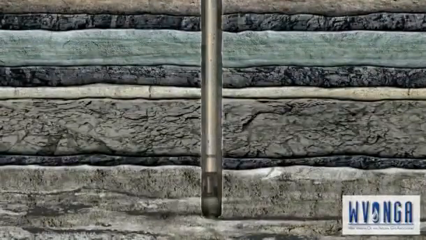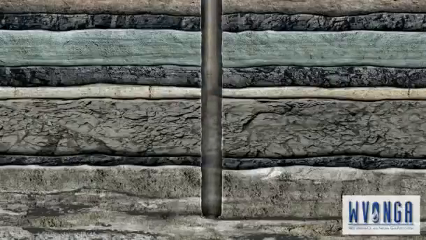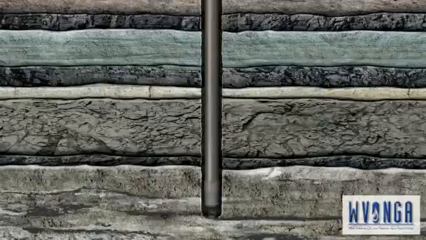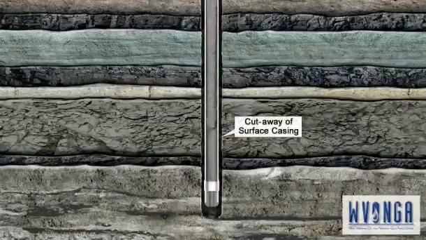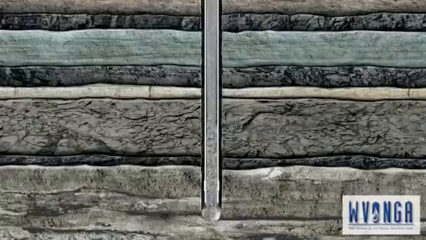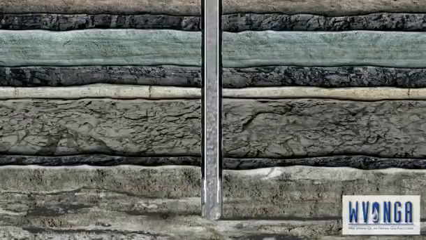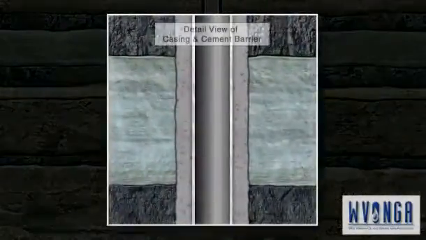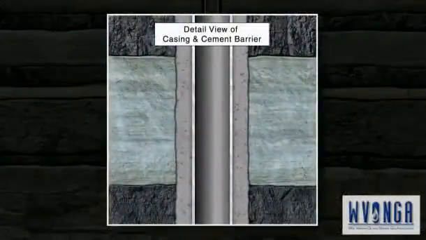The pipe and bit are then removed and surface casing is inserted into the hole. The casing is then secured into place by pumping cement through the casing and through the shoe at the bottom of the hole. The cement barrier and steel casing prevent any contamination of freshwater aquifers.